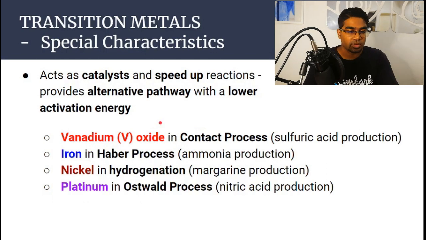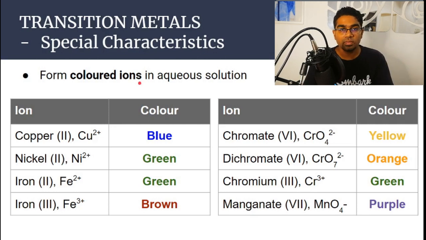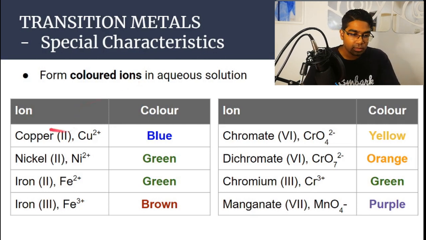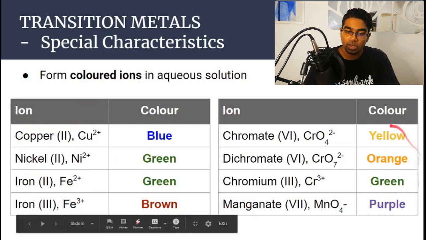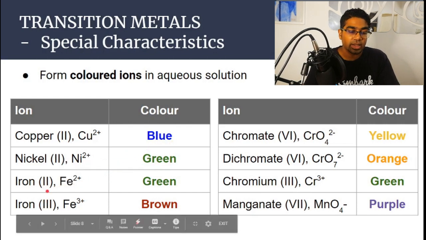Another special characteristic of transition metals is that they form colored ions as well as colored compounds. But let's look at colored ions first. Whenever they are in aqueous solution, that means whenever they are dissolved in water, then these ions will show a specific color. So copper 2 ion will be blue in color, nickel 2 ion will be green in color, iron 2 will be green, iron 3 will be brown.